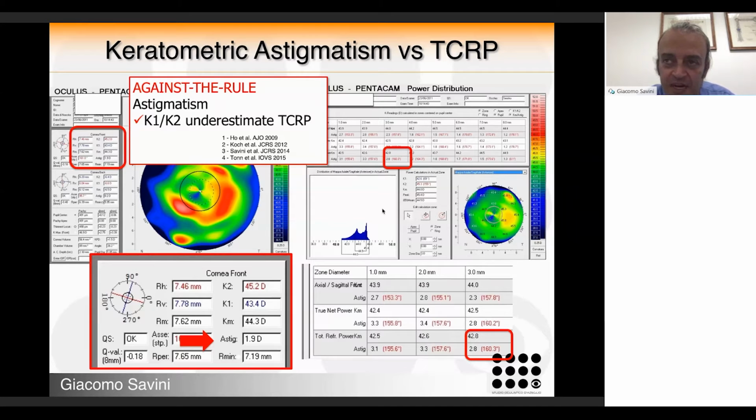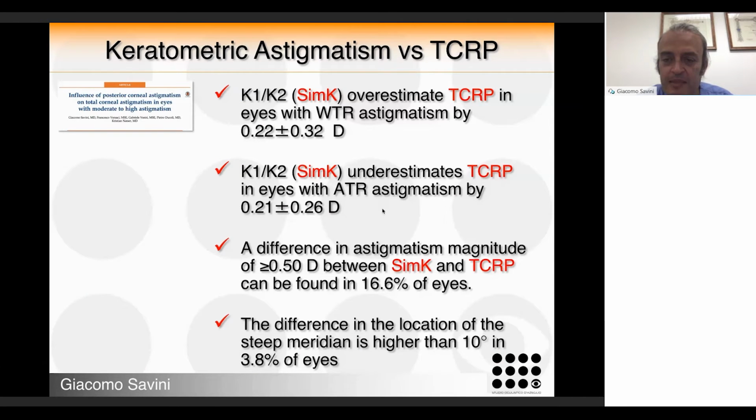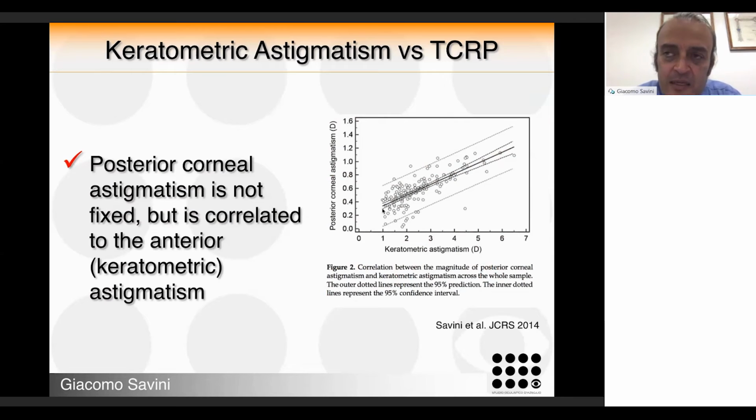This is not philosophy. This is real clinic where you have to totally change the choice of your toric IOL. And we did some studies. On average, the difference between Sim K and total corneal power is about 0.2 diopters, but you cannot rely on some kind of adjustment, the same for all eyes, because there's a correlation, as you can see from this graph, which correlates posterior corneal astigmatism to keratometric, which means Sim K astigmatism. As expected, eyes with low keratometric astigmatism have low posterior astigmatism, but if you go to an eye with 5 or 6 anterior keratometric astigmatism, of course, also the posterior one increases.